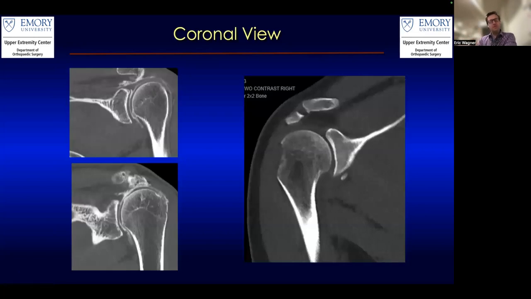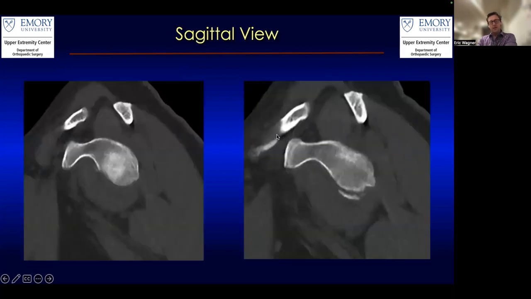Here are some other examples of the coronal view, both an arthrogram and not an arthrogram. This allows you to evaluate the glenoid inclination. This person doesn't have this nice smooth greater tuberosity. You can see how he has like a shark bite out of the tuberosity.